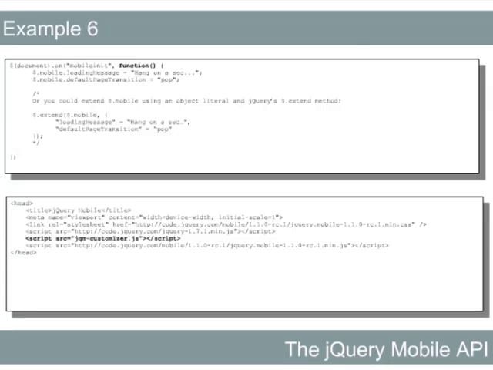Here I've created a simple file called JQM customized.js, I think is what I can't hardly see my own writing here. But anyway, the top example is in the file itself, where I'm just binding to the mobile init event, and I'm changing the loading message, which is by default "loading...", to "hold on a sec", and I'm changing the default transition, which defaults to slide, to pop. Which isn't really a good choice, but this is just an example.